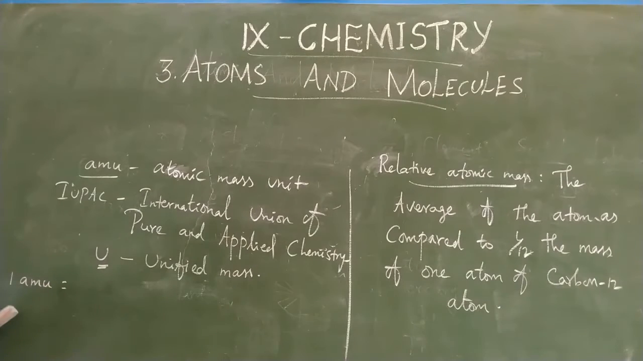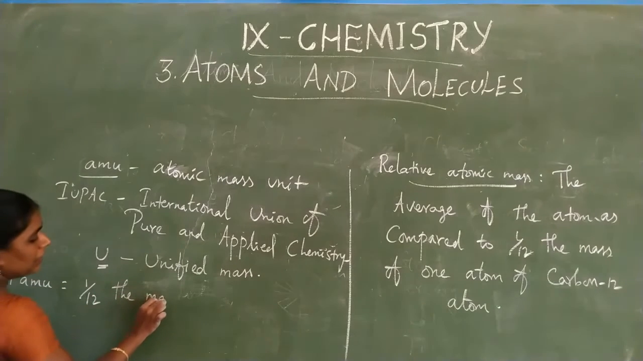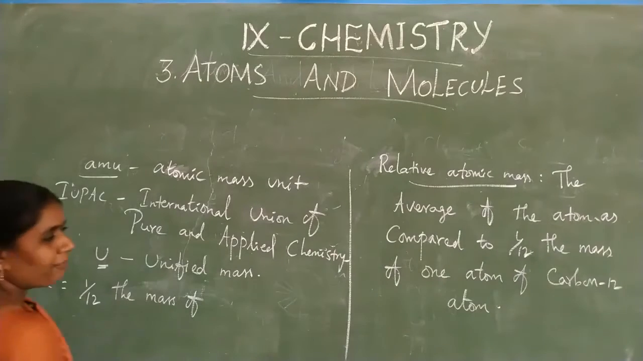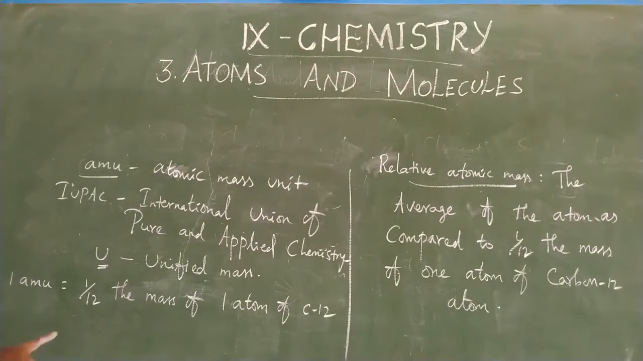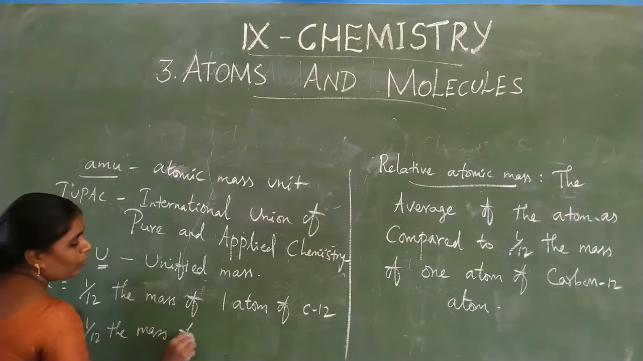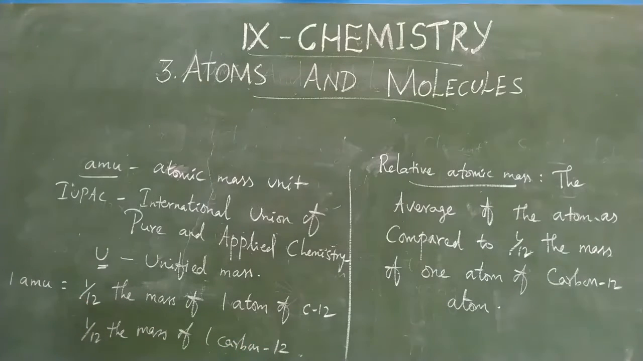So, what is one atomic mass unit? 1/12 the mass of one atom of carbon-12 is considered as one atomic mass unit. Listen carefully. One atomic mass unit is equal to 1/12 the mass of one atom of carbon-12. Nowadays we are using it as unified mass, which is 1/12 the mass of one atom of carbon-12, considered as one atomic mass unit or unified mass.